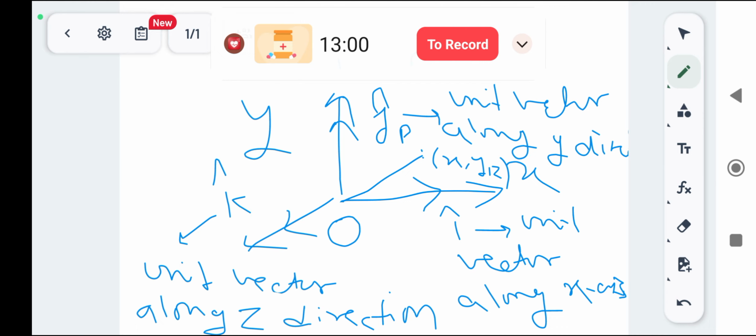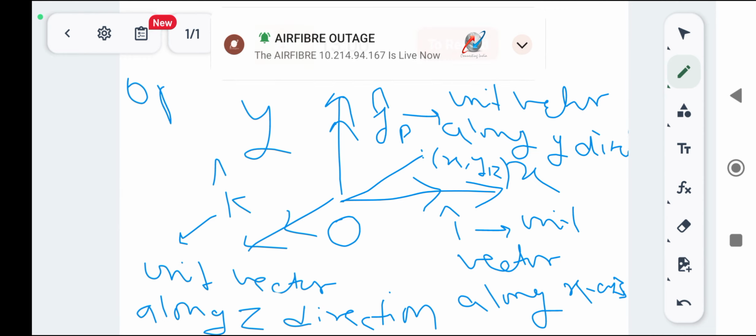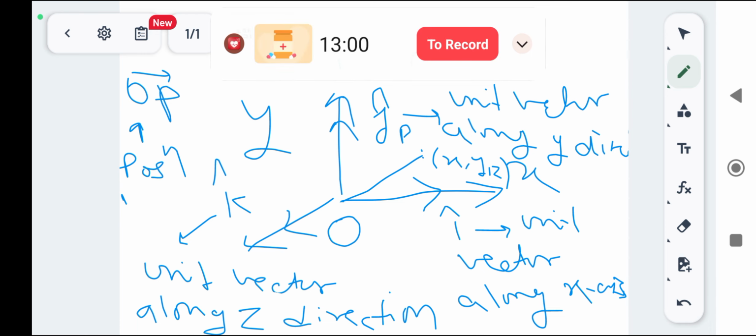So OP is the position vector. The line OP is the position vector.